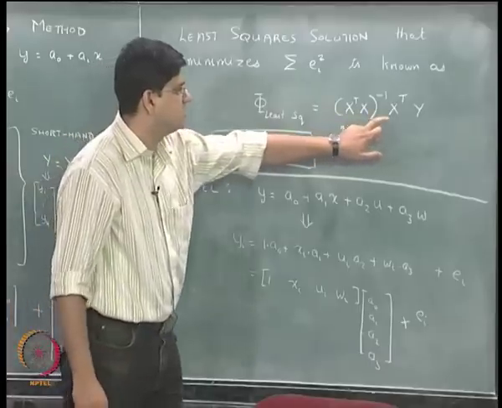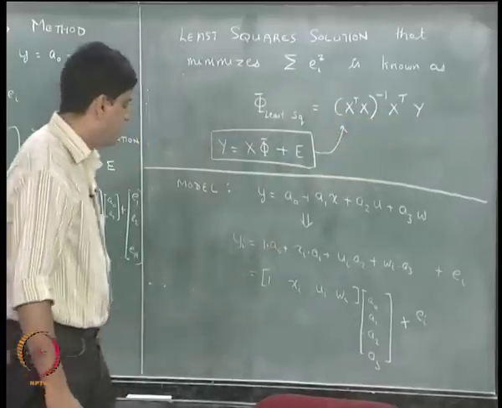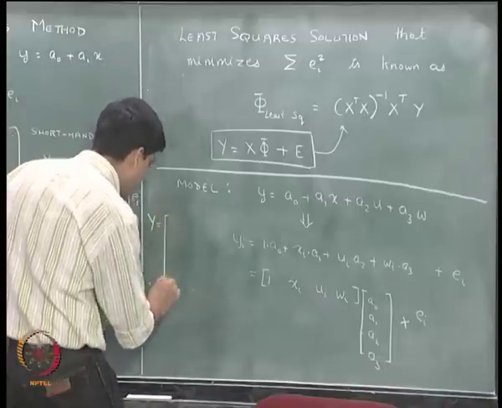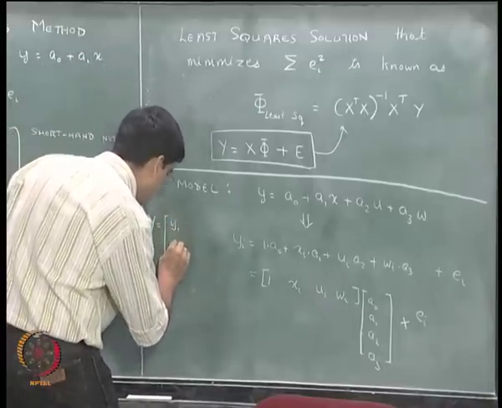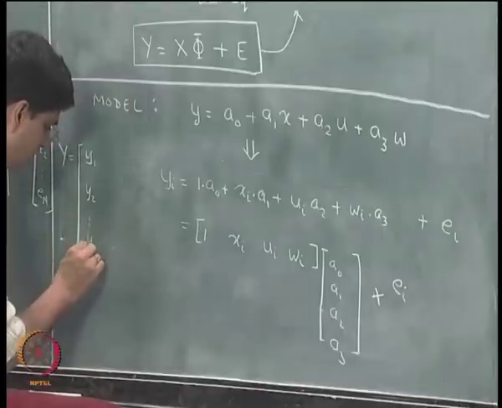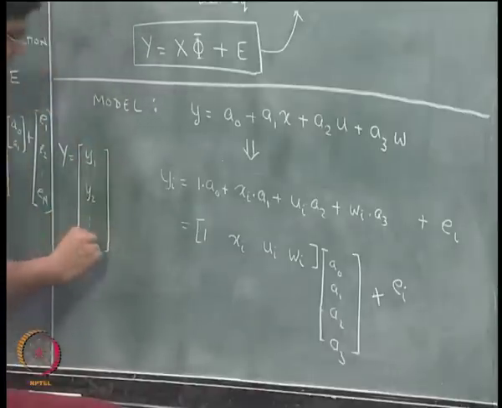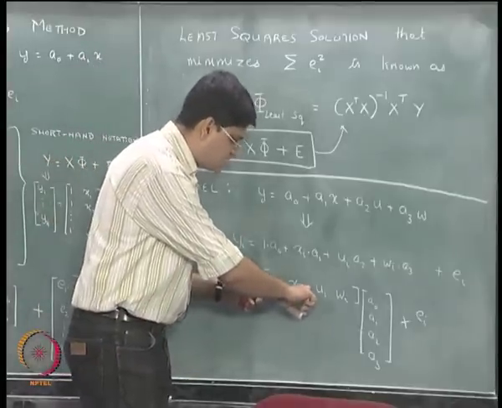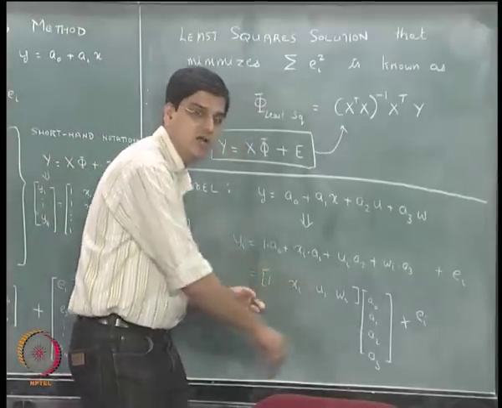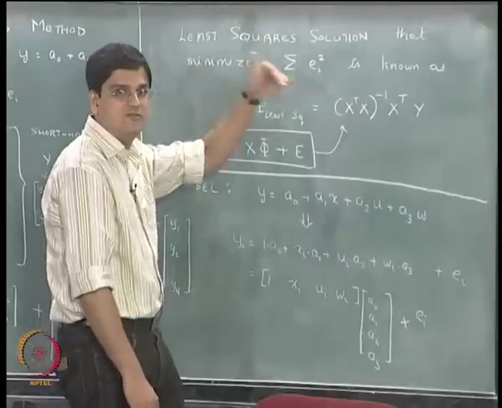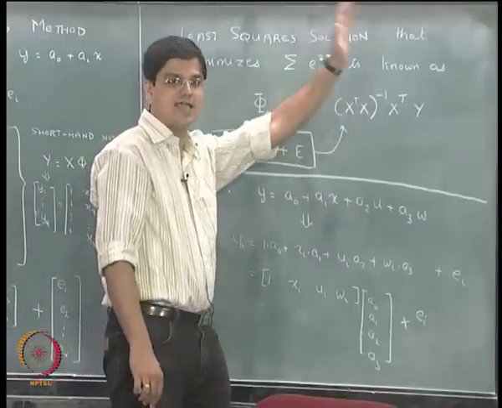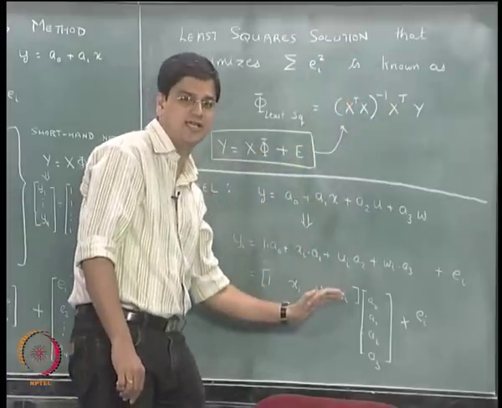x transpose x inverse x transpose y, where our matrix y as before is nothing but y1 y2 and so on up to yn. Now, the question is, how will the matrix x change? Previously what did we have in matrix x? We just had 1 and x1. So, the first column was 1 1 1 1 1 1 n number of times, the second column was x1 x2 x3 up to xn.